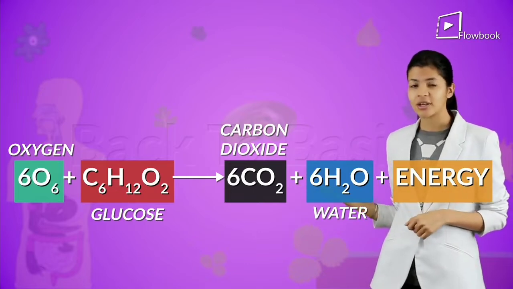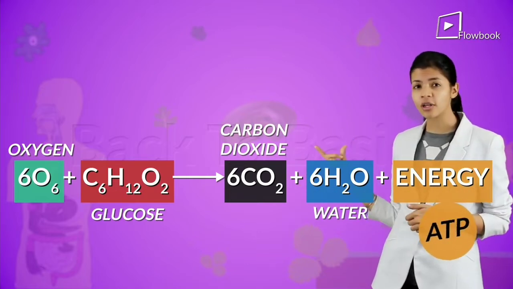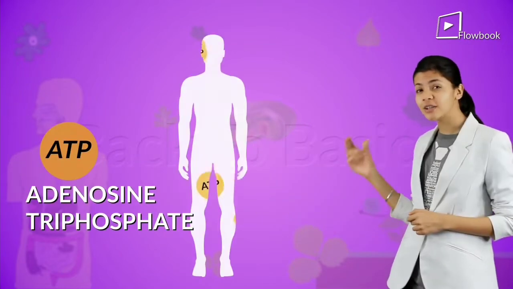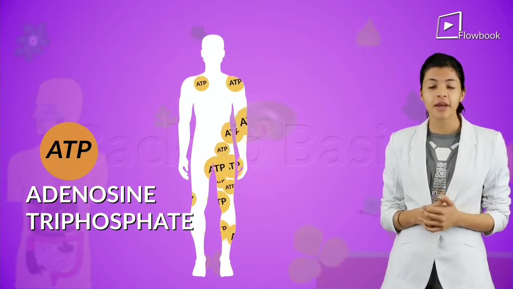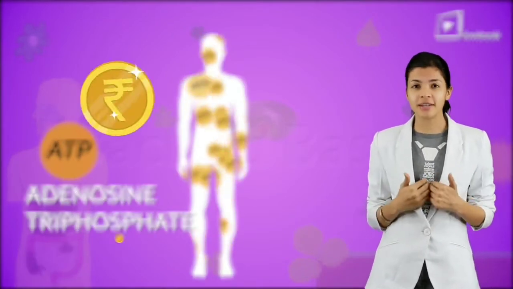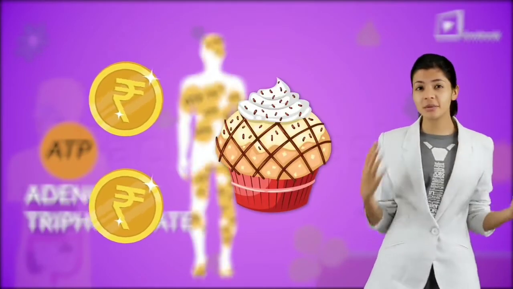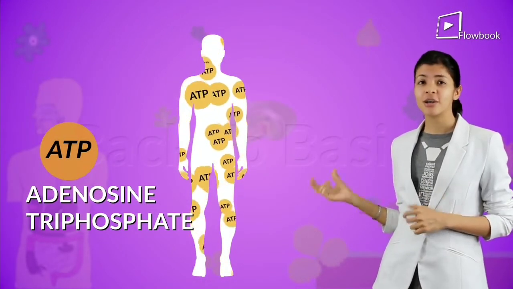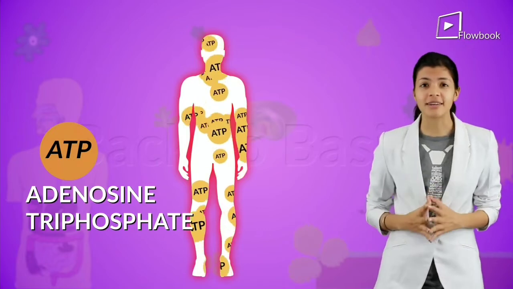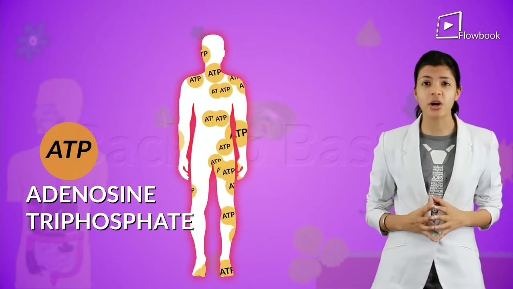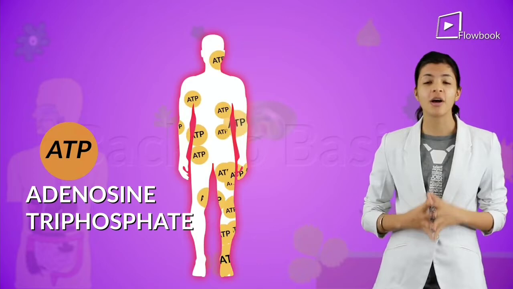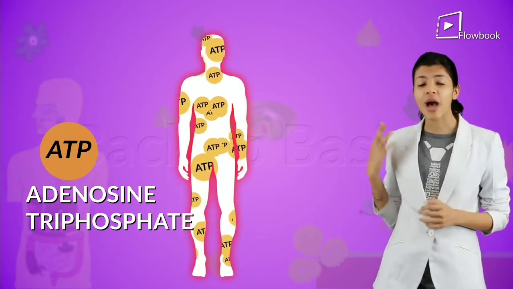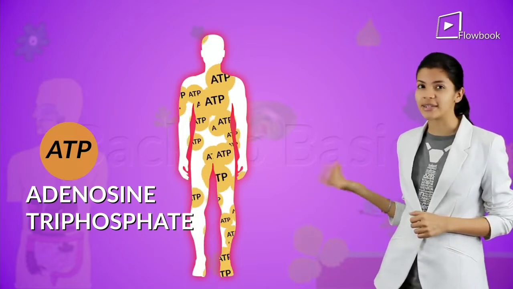This energy is stored in the form of ATP molecules. These ATP molecules can be considered as the energy currency in our body. You see, we need to have money in order to buy food. Similarly, our body needs to have this energy currency to get energy. That is, energy can't be used if it's not in the form of ATP molecules. So that is why, to use energy, it has to first be transferred to adenosine triphosphate or ATP.